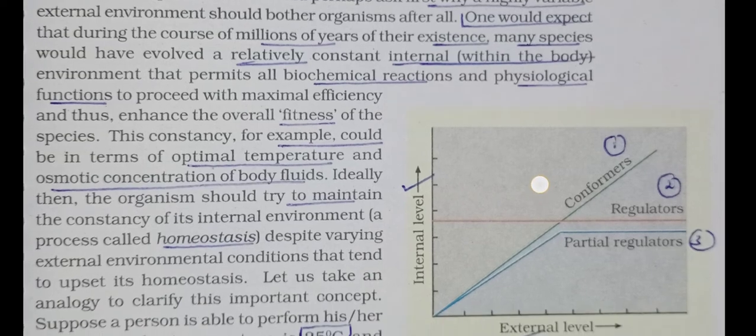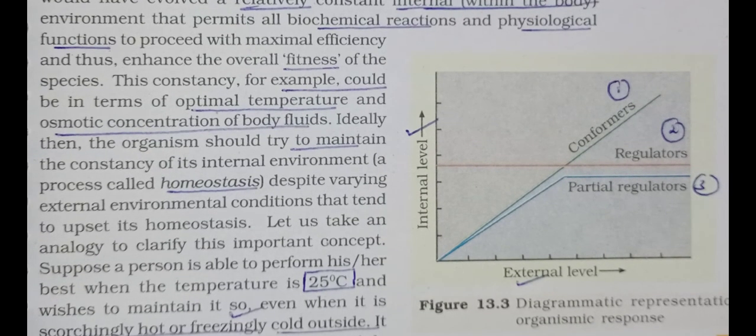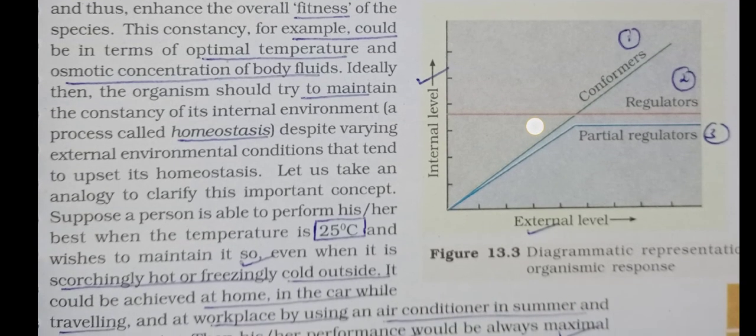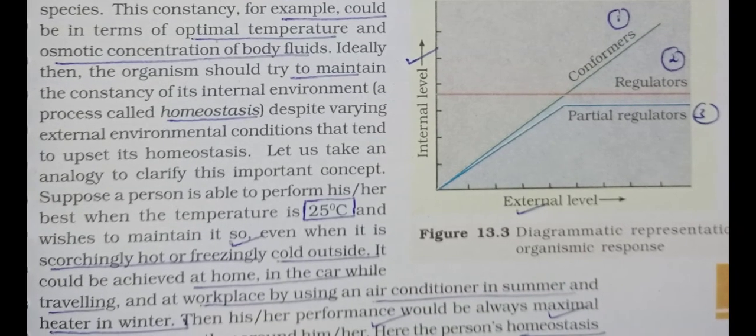Ideally, the organisms should try to maintain the constancy of its internal environment. This process is known as homeostasis, despite varying external environment conditions that tend to upset its homeostasis. Okay, now see next one.